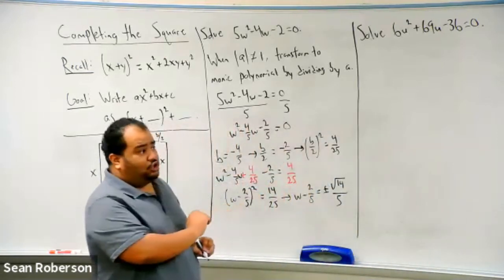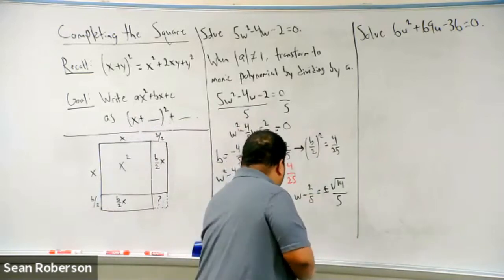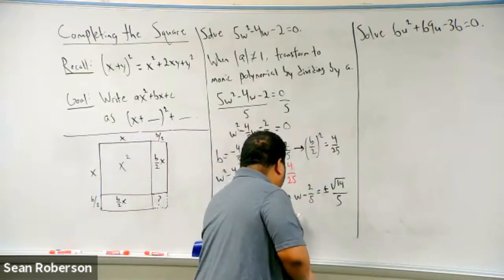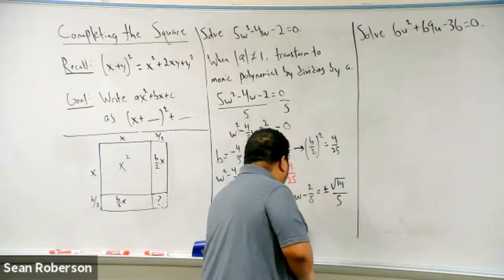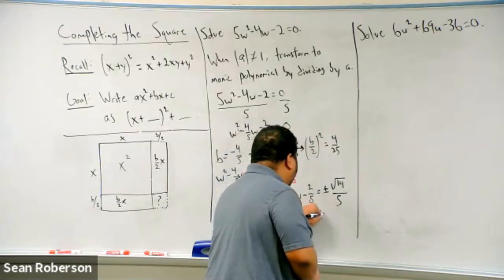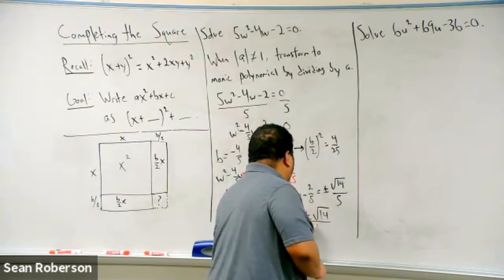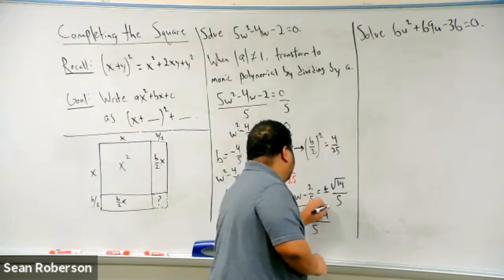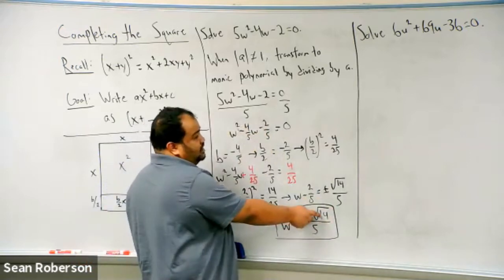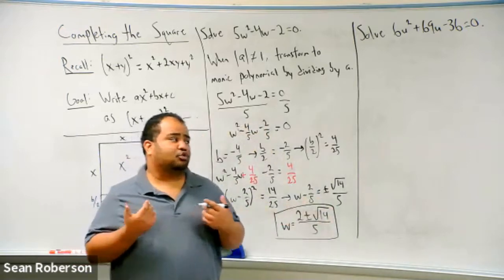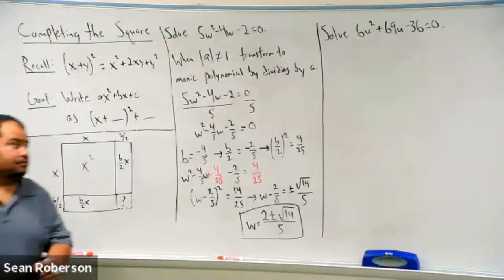And now when I add 2 over 5 to both sides, what I'll get is that w is equal to, and I can combine these because they have the same denominator, 2 plus or minus the square root of 14, over 5. This is going to be the same thing we would get with the quadratic formula. And notice here that the square root of 14 cannot be simplified because it is square free.